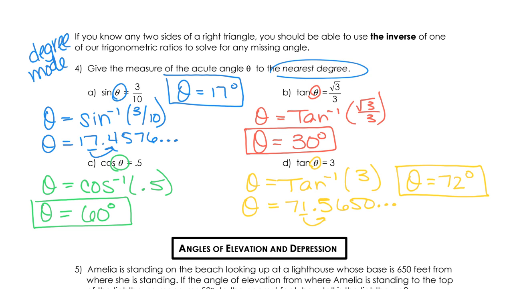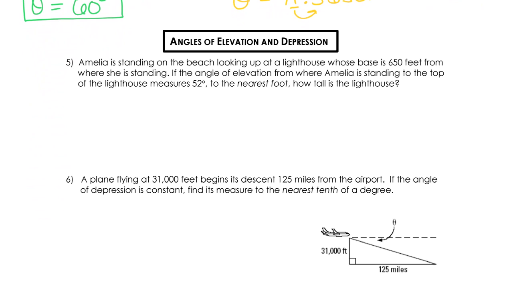All right, so solving for an angle is super quick and easy. As long as you know the trig function and the ratio of the two sides that trig function uses, you can solve for any angle. Okay. All right, so coming down here, sometimes they use the words angles of elevation and depression in our question. Okay, and I'm going to show you how to solve for a side and review it from geometry from last year. So number 5, it says Amelia standing on a beach looking up at a lighthouse whose base is 650 feet from where she is standing.